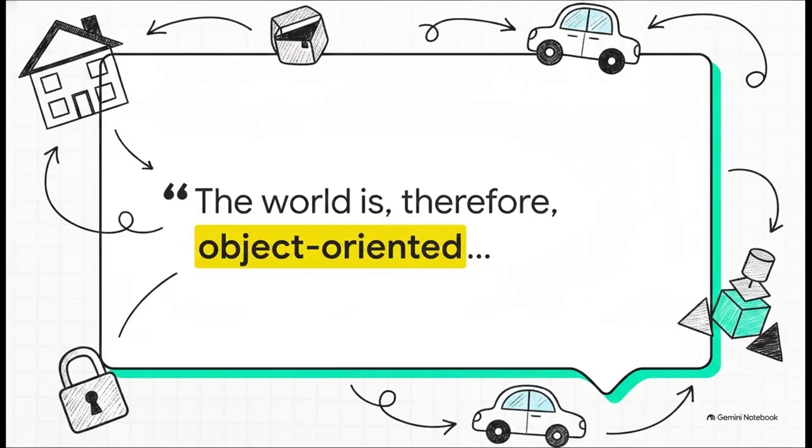I want to leave you with this really powerful thought from our source material. The world is, therefore, object-oriented, and the object-oriented programming paradigm expresses computer programs in ways that model how people perceive the world. Mastering OOP isn't just about learning syntax to pass a test. It's a fundamental shift in how you think. You're literally learning how to translate the objects of the real world directly into your software. So, I gotta ask, if the entire world is truly object-oriented, what real-world object are you going to try to model in your code first?